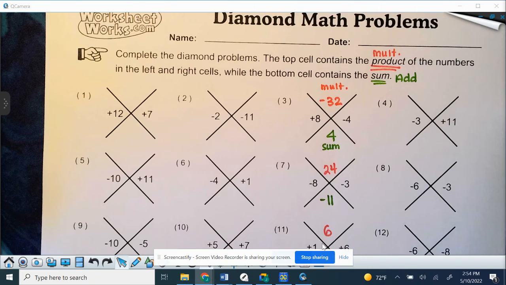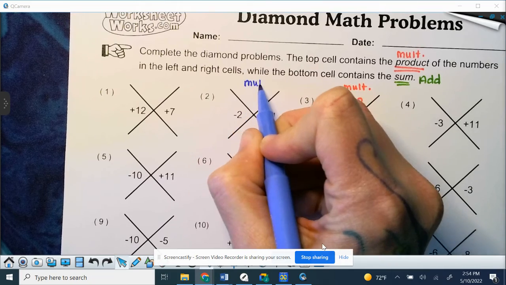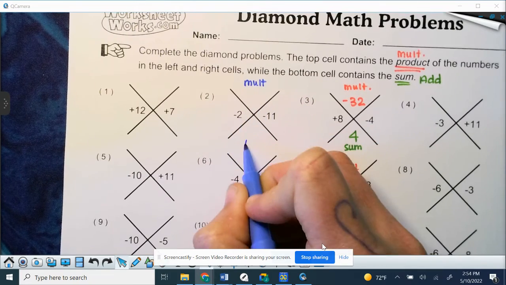These are not actual factoring. It's just an organizational process in the way that you want to remember. So remember your big diamond, or I call this X. Some people call it stars, as other math teachers do. But so the multiplied of your left and right, and then the add goes in the bottom.